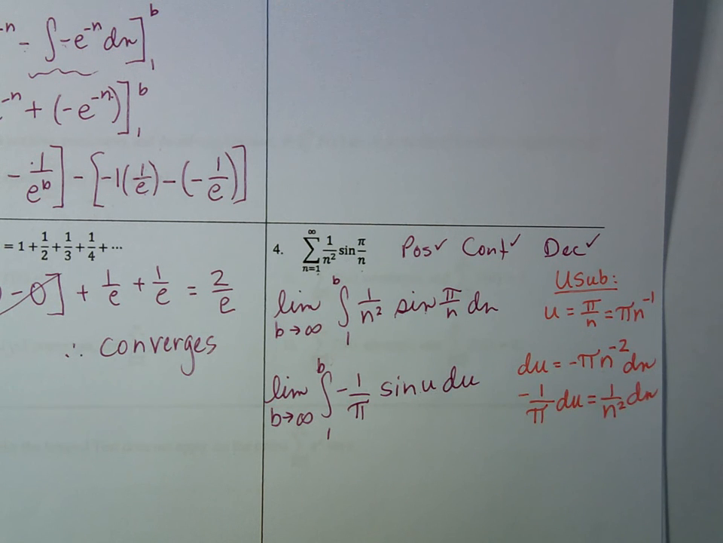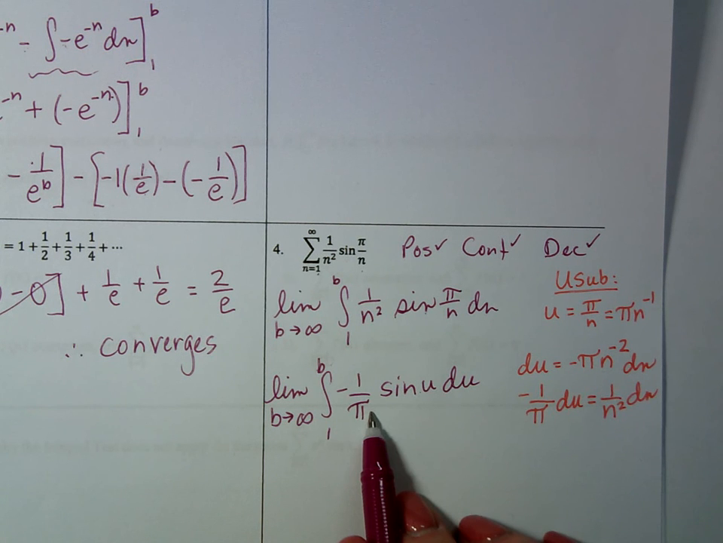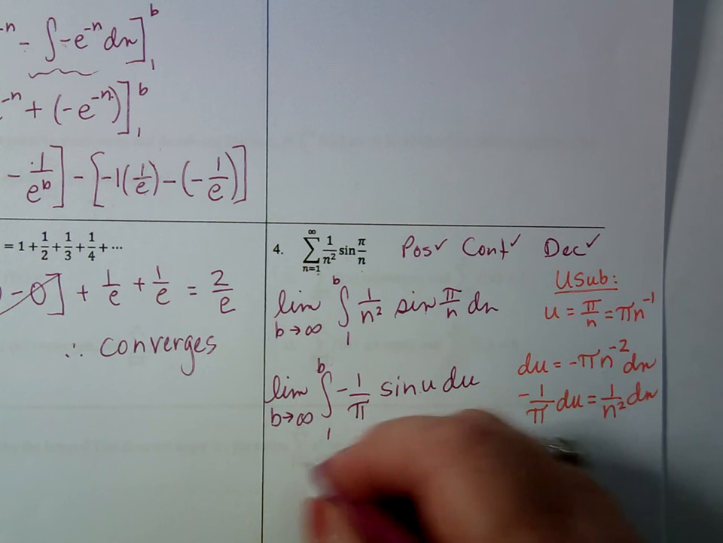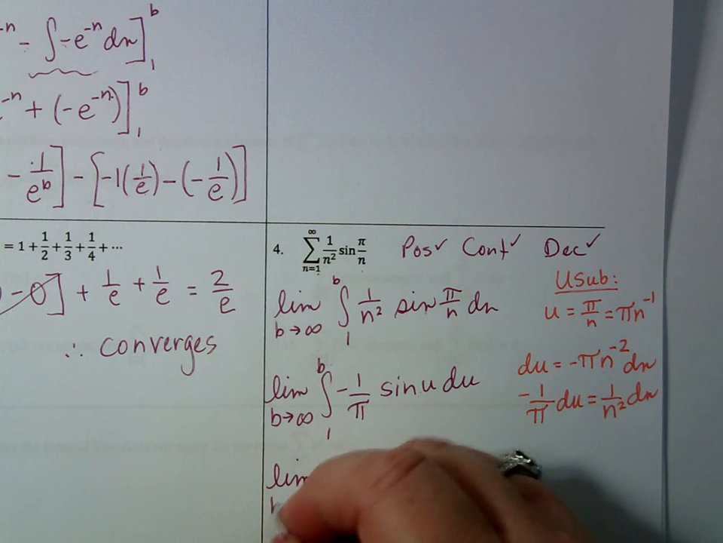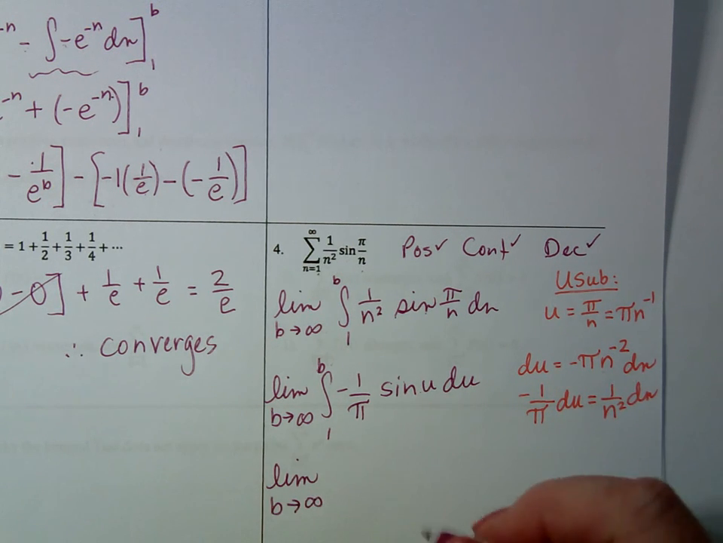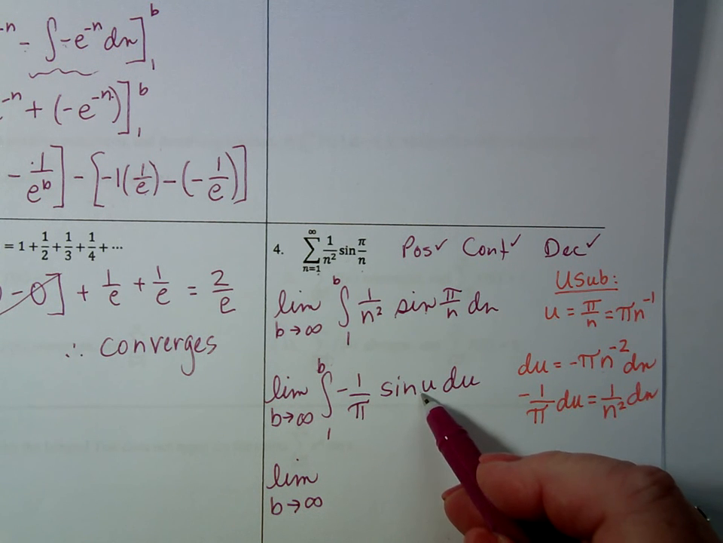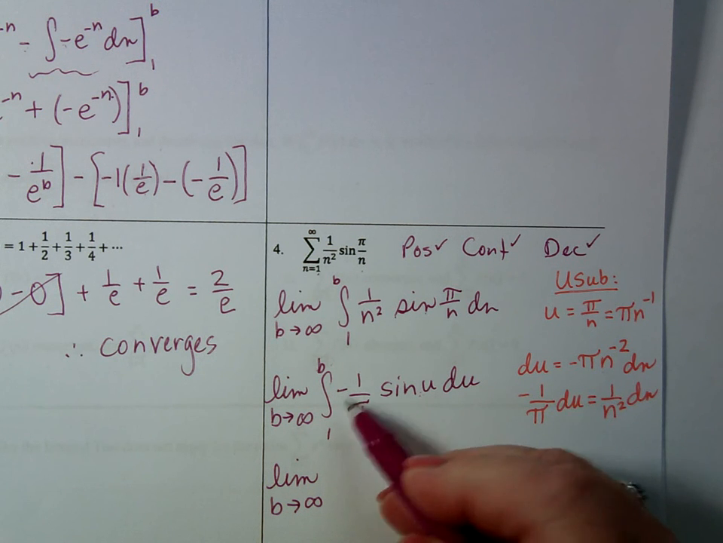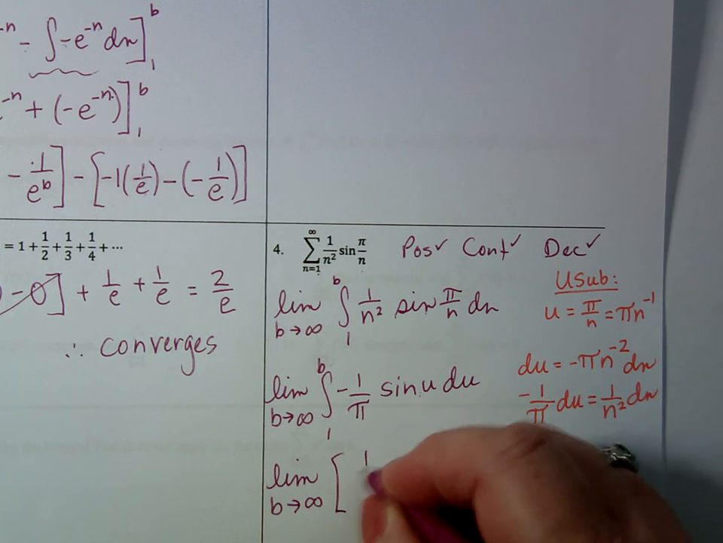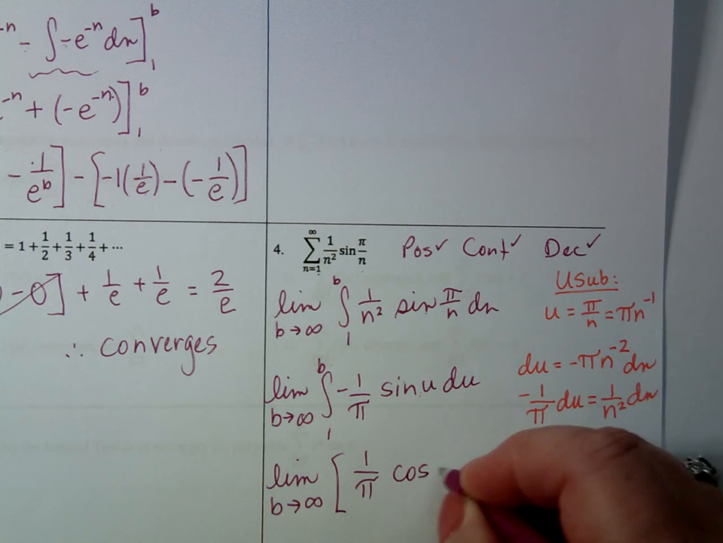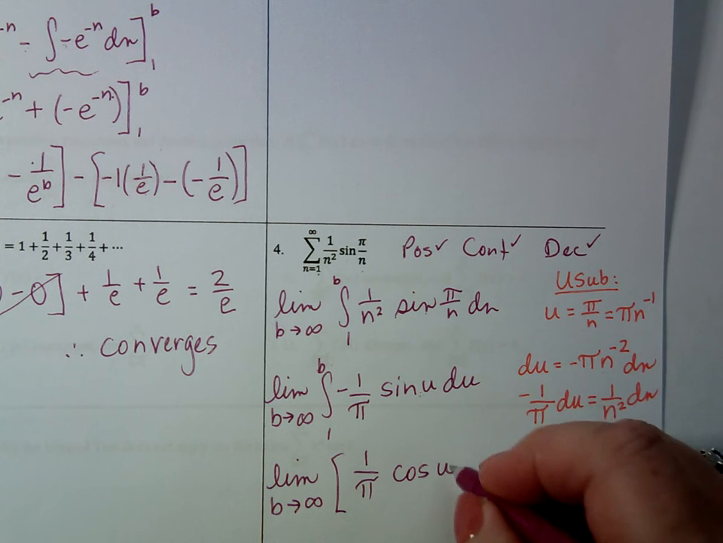Now this is a constant, so then I need to take the integral of that. So if I take the integral of that, it is going to be the limit as b approaches infinity, for the integral of sine is negative cosine. That negative cosine comes out and bops out this negative sign that's there. So what I have is just 1 over pi cosine of u, going from 1 to b.